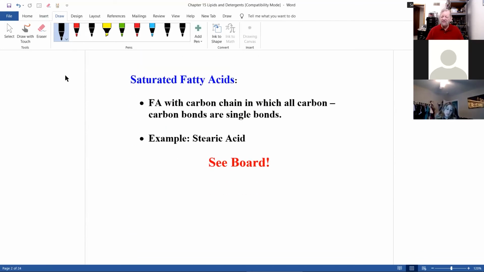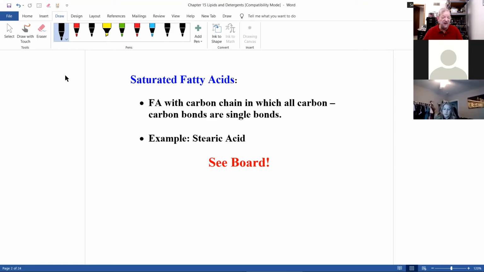Now, remember a long time ago, I talked about saturated hydrocarbons and unsaturated hydrocarbons, where saturated hydrocarbons are molecules that only have carbon and hydrogen atoms, only carbon-carbon single bonds. Well, saturated fatty acids are carboxylic acids, 12 to 26 carbons, that have only carbon-carbon single bonds.